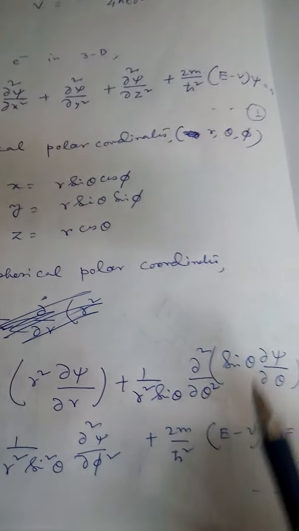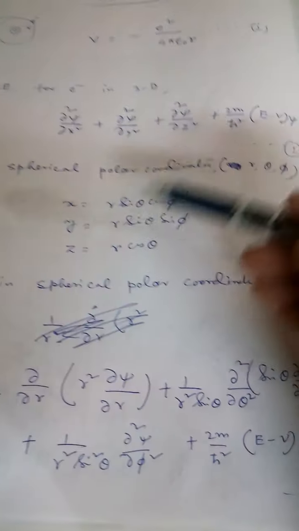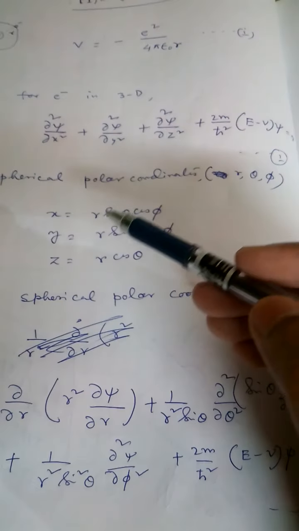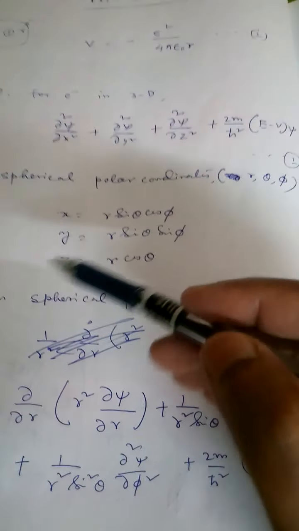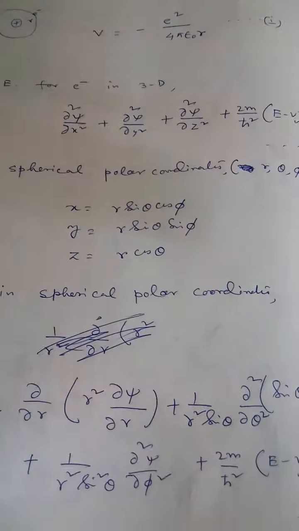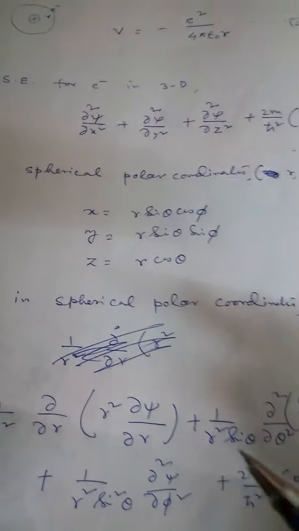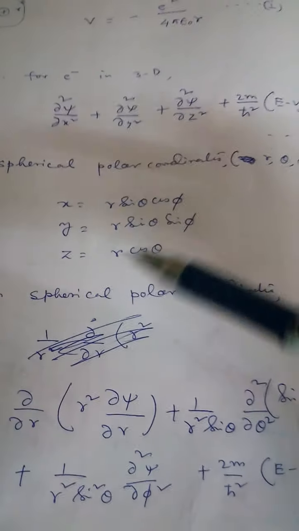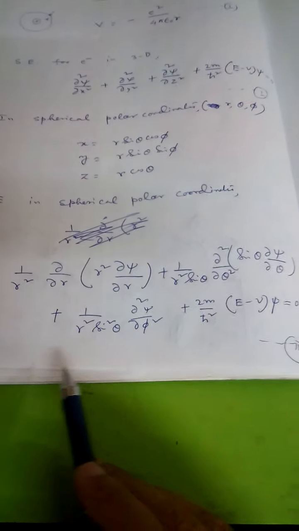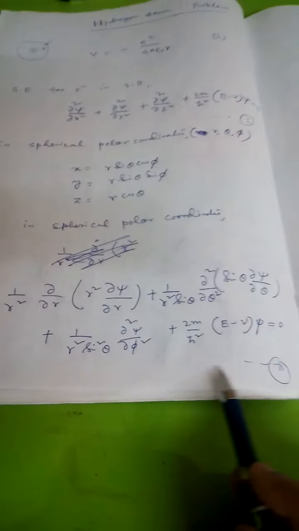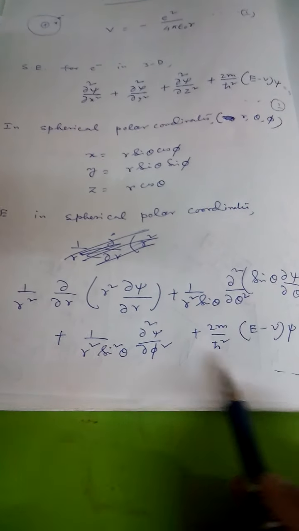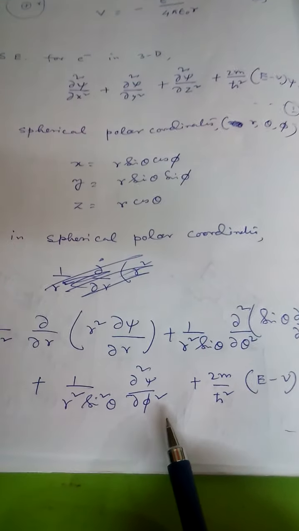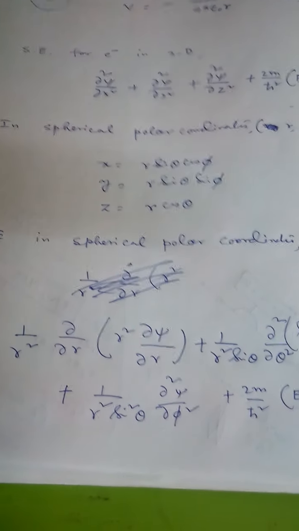So after putting these values in this expression, by finding out ∂²ψ/∂x², ∂²ψ/∂y², and ∂²ψ/∂z², and so on, and after putting these values in this expression, we get this expression. This is the revised form of the Schrodinger equation involving r, theta, and phi coordinates, r, theta, and phi variables.